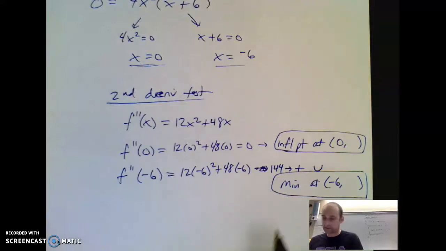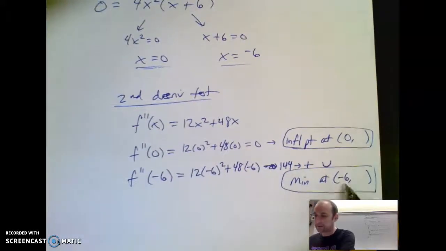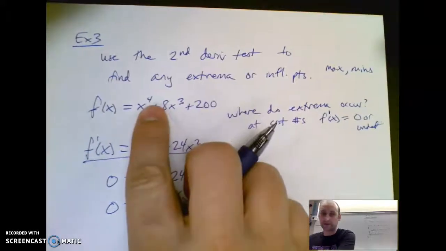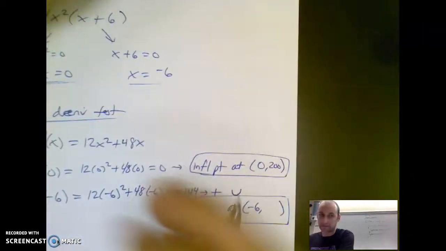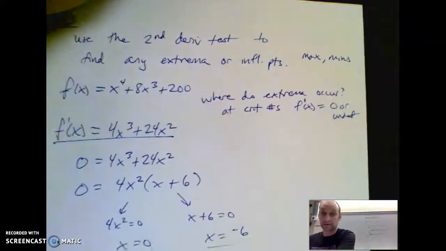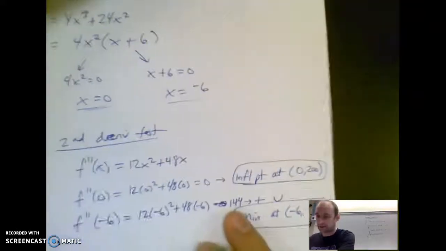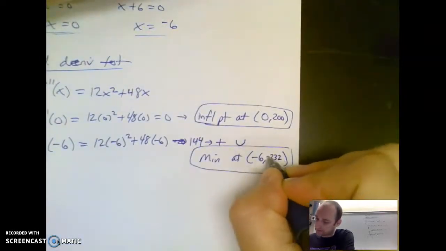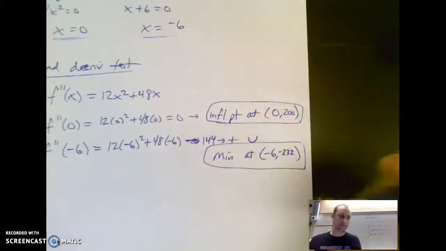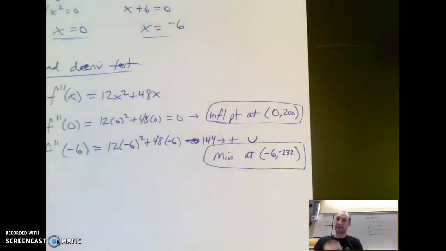You can do that easily by plugging in the two x values to your original equation. So if I plug a 0 in there, I get a 200. And then if you plug a negative 6 in, it goes way down to negative 232. You have a minimum there. I don't even need my graphing calculator to figure that out. It would take a while if I did, because you'd be way off the screen. So anyway, it's pretty cool.